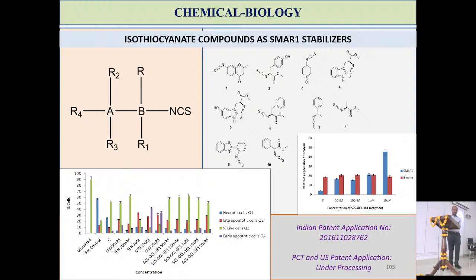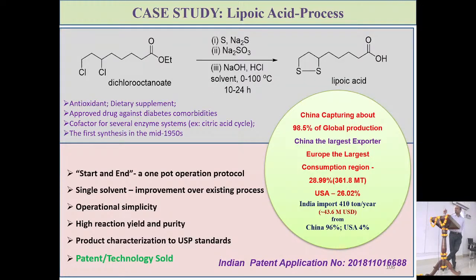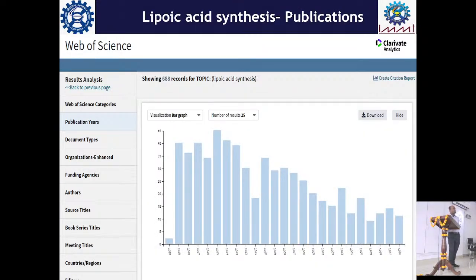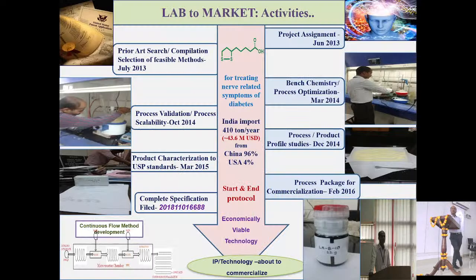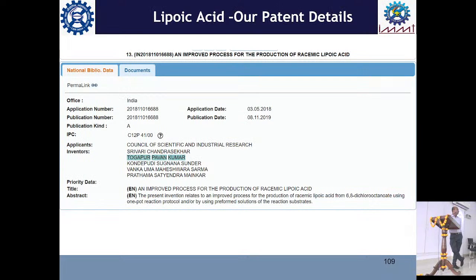And here is the work of another process. Lipoic acid is a very small molecule. It is an active drug molecule for treatment of diabetes. But unfortunately, in India, no one is making it, and around 400 tons are required for our consumption. We looked into this, and then we developed a process. We started somewhere in 2013, but it took around 3 to 4 years for us to develop a proper process, and then we filed the patent. Now, very recently, we are going to sign a license agreement with Sami Labs in Bengaluru. So this will be licensed. This is the patent.